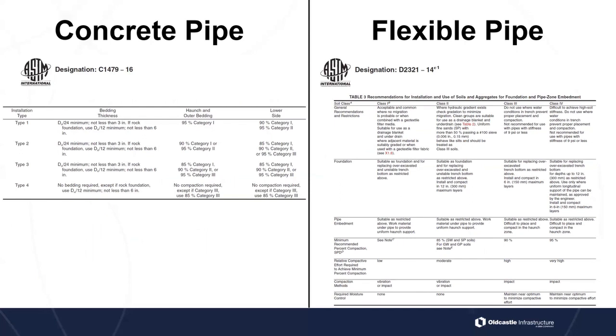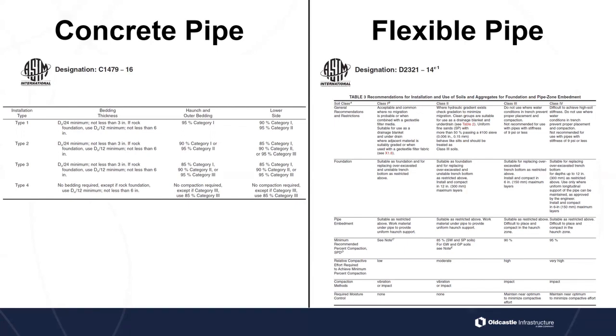Okay. So sticking with the soils and the types, when we look at the category 1 on the left here from ASTM C1479, there are 4 different types of installation that we're going to look at. Type 1 is a very stout installation. You've got bedding thickness, but then when you look at your haunch and your outer bedding, type 1 is a category 1, so your best A1, A3 material from AASHTO, compacted at 95% compaction. Type 2 gives you a little bit of flexibility. You can have a category 1 soil, but you only have to compact it at 90%, or you can do a 95% compaction of a category 2.